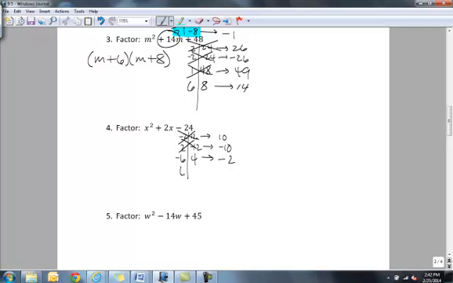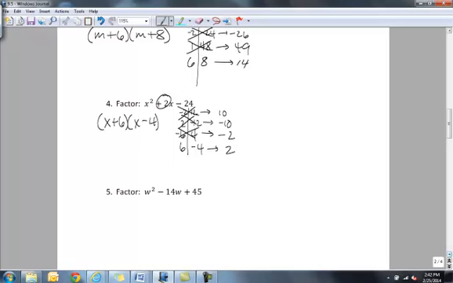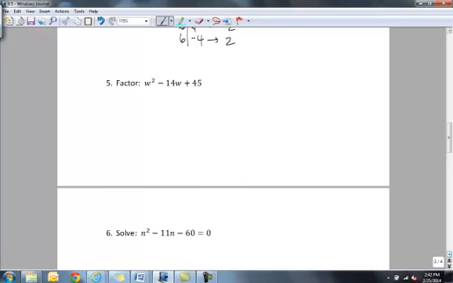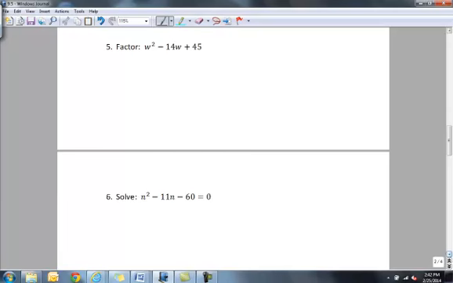It's going to be 6 times negative 4. Because 6 times negative 4 is negative 24. When you add them up, you get 2. And that matches the 2 right there. So our factoring would be x plus 6, x minus 4. All right. I hope that you're pausing the video and trying. Here's our last factoring.